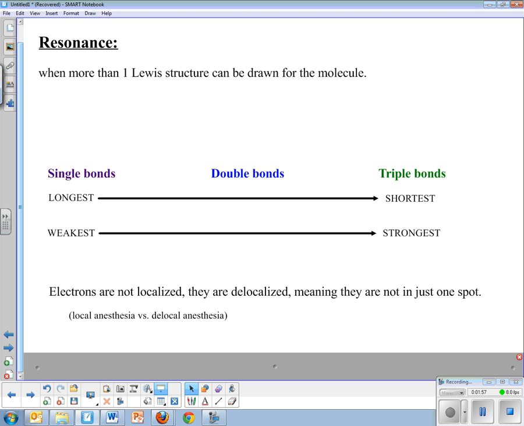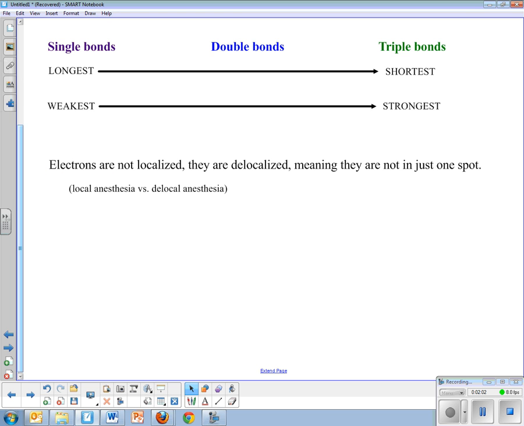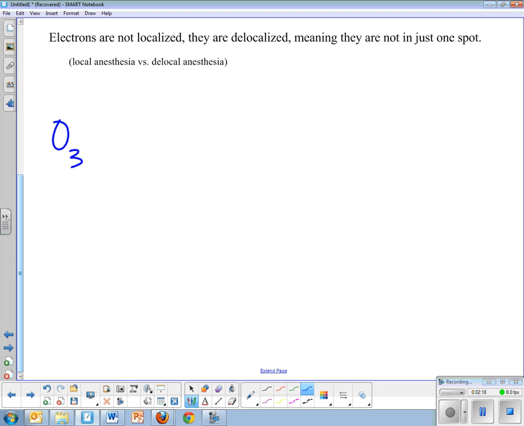So some examples of this, we'll draw a few. Would be something like ozone. Ozone is O3, and there are actually two resonance structures. So one way you could draw this would be an O double bonded to another O, single bonded to another O. So there are your three O's. You still have to have 8 valence electrons for each of them.